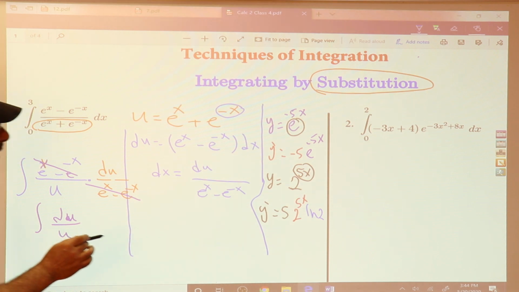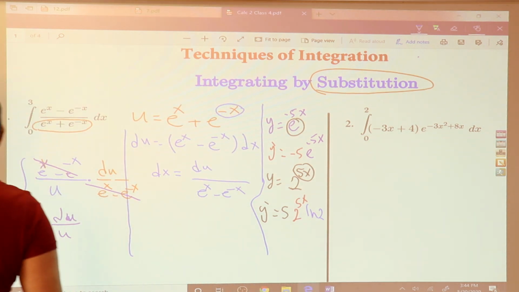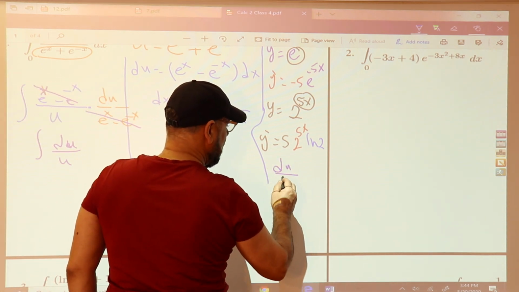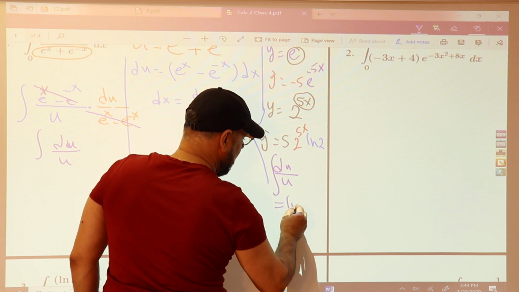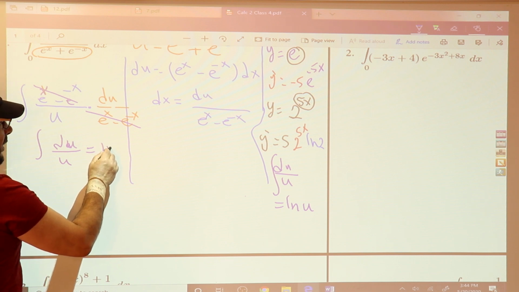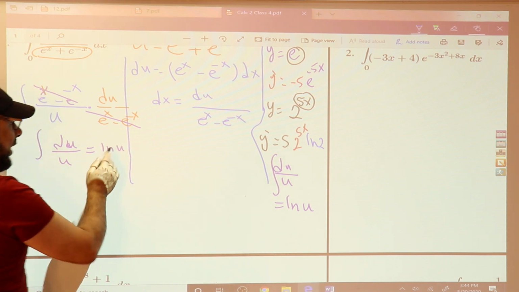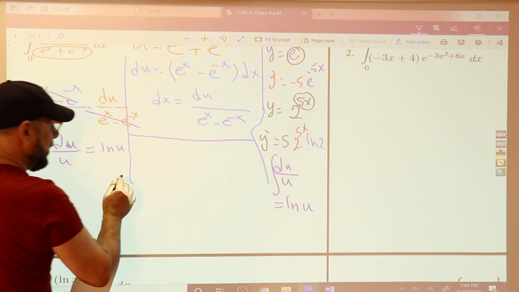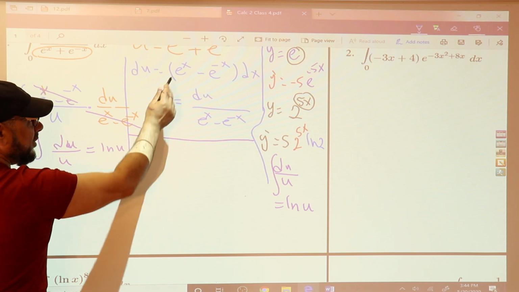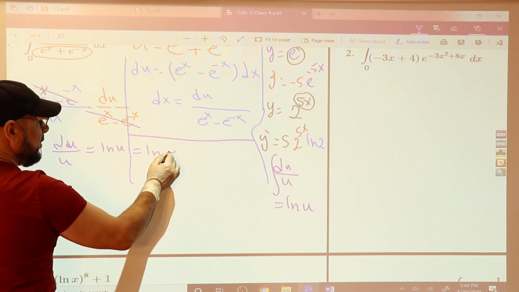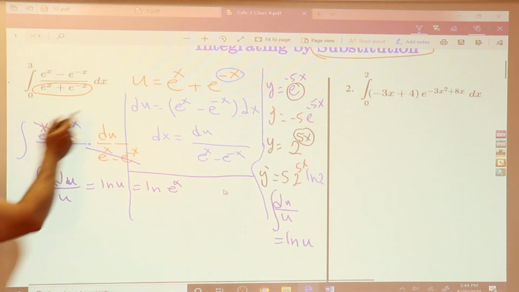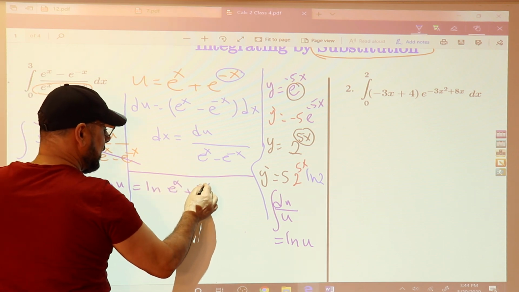The integration of du over u is very well known. Everyone knows that it is ln u. Now we're going to bring u back into this box. u equals what, guys? u equals e to the x plus e to the negative x.